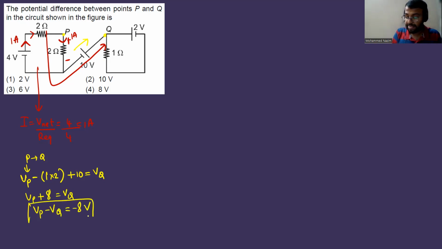Is it clear, everyone? This is the potential difference. Did you all understand? Potential difference, minus 8 volt.